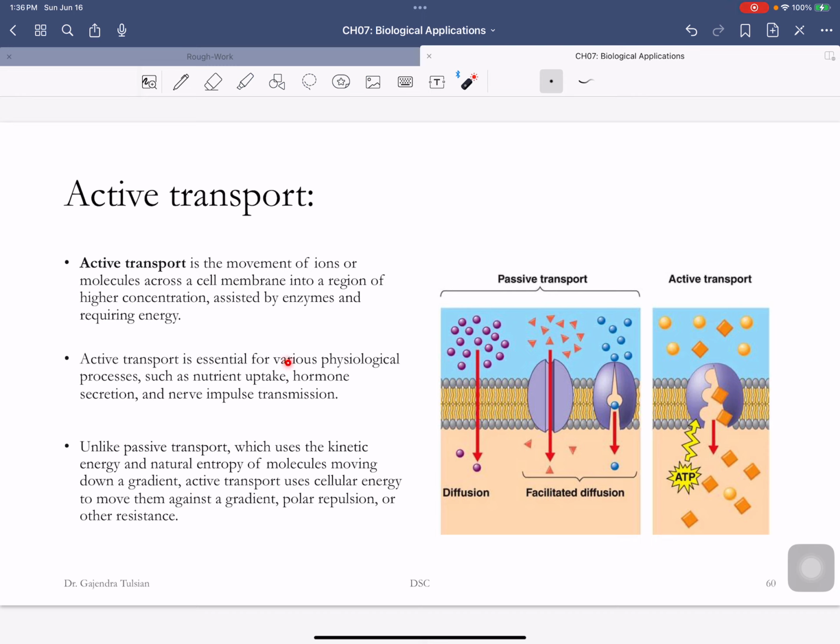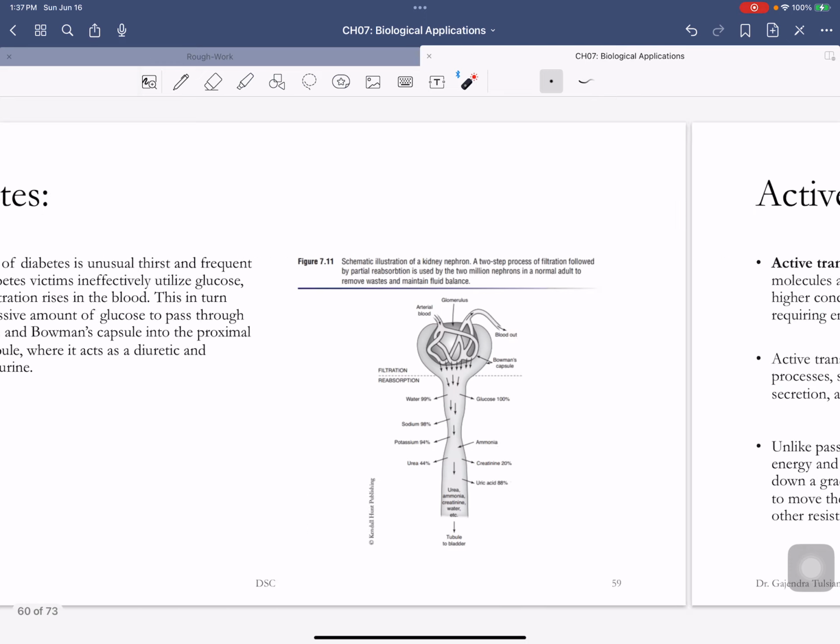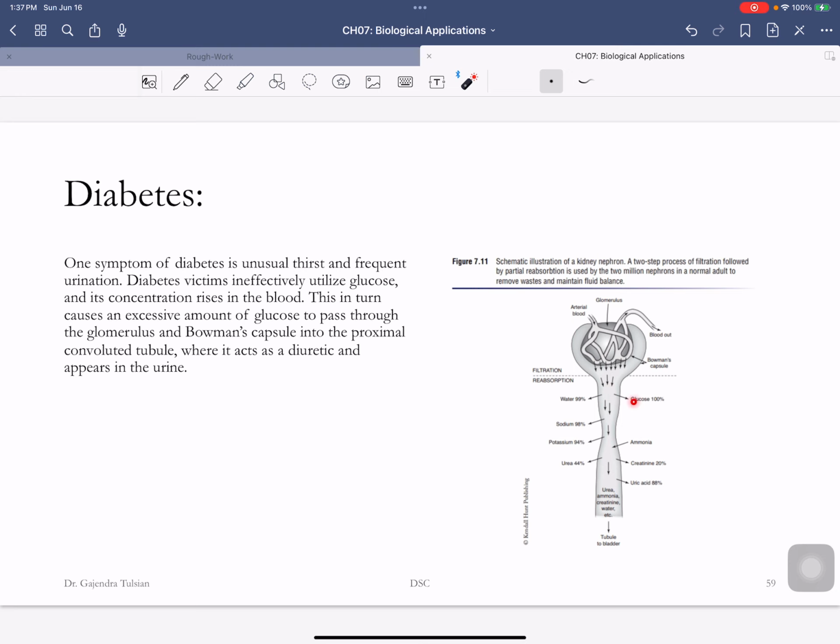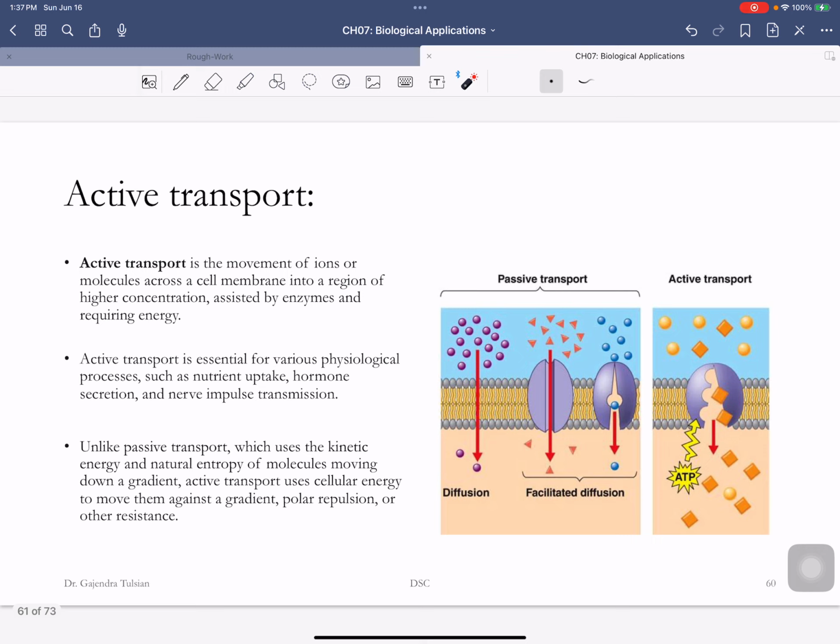And active transport is essential for various physiological processes such as nutrient uptake. So when you're taking in nutrients, even if the concentration of nutrients outside is smaller and the concentration of nutrients is higher here, you still don't want to let go of any nutrients. So you're using active transport. So for instance, glucose being reabsorbed here. Okay.